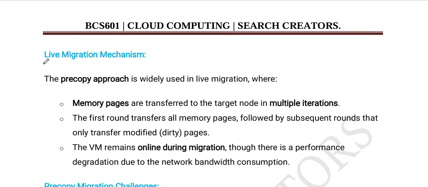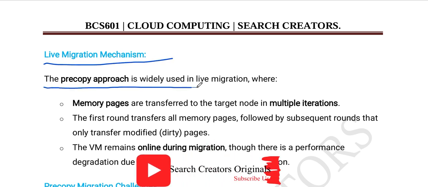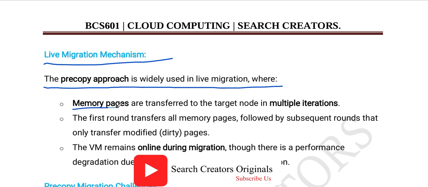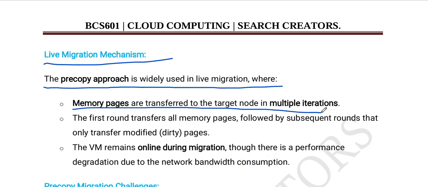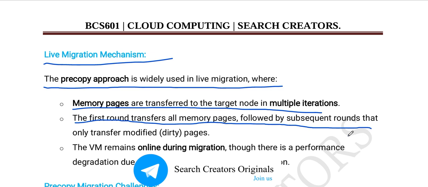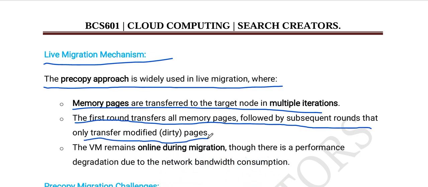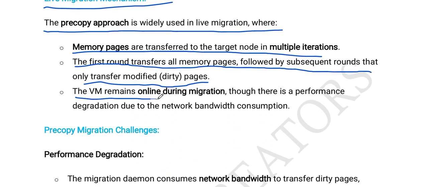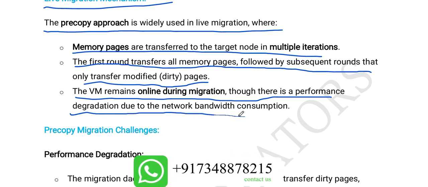Next is live migration mechanism. The pre-copy approach is widely used in live migration, where memory pages are transferred to the target node in multiple iterations. The first round transfers all memory pages, followed by subsequent rounds that only transfer modified pages. The virtual machine remains online during migration, though there is a performance degradation due to the network bandwidth consumption.